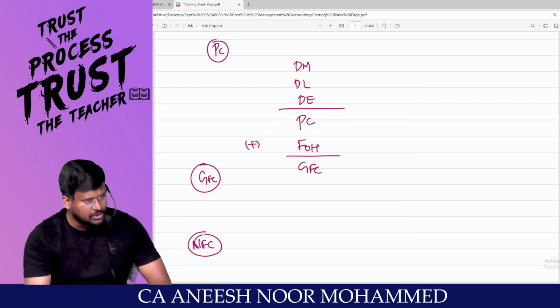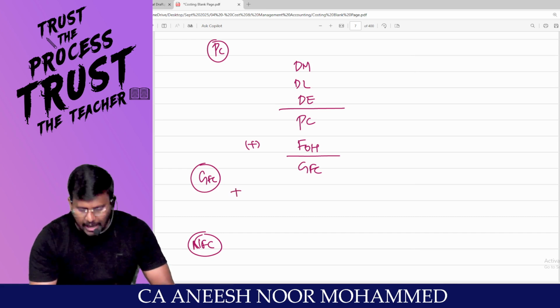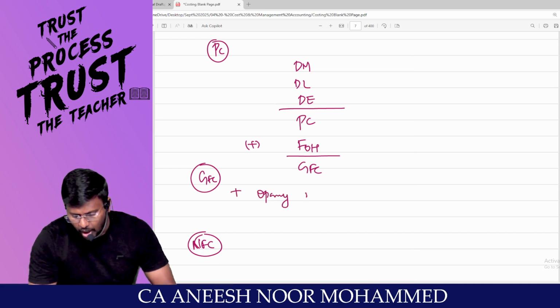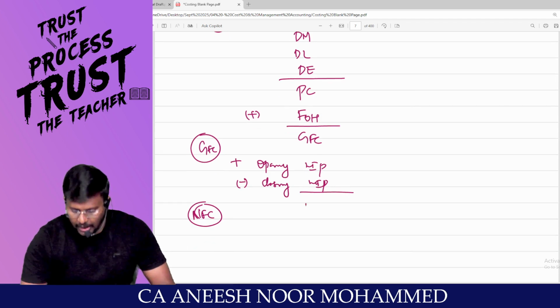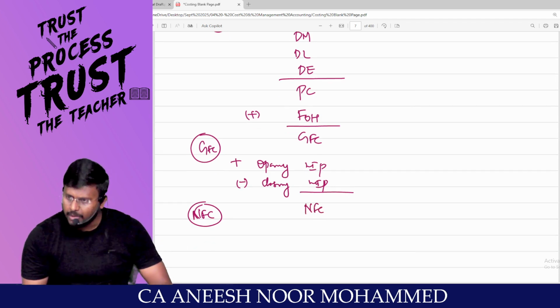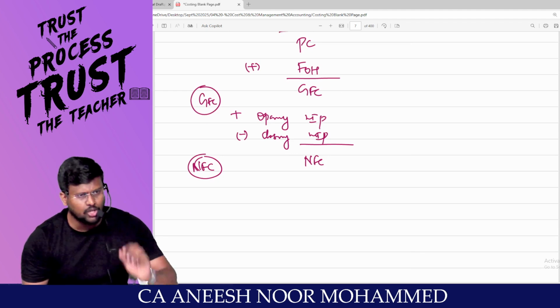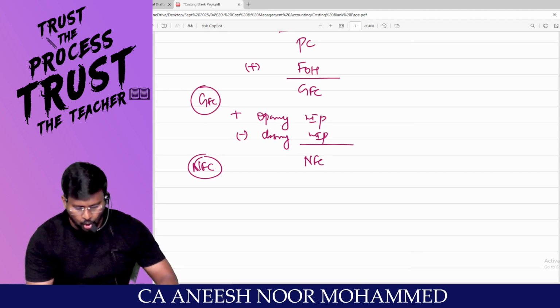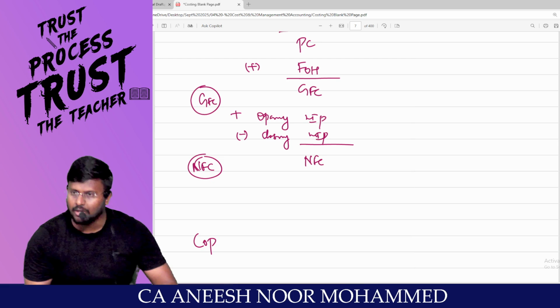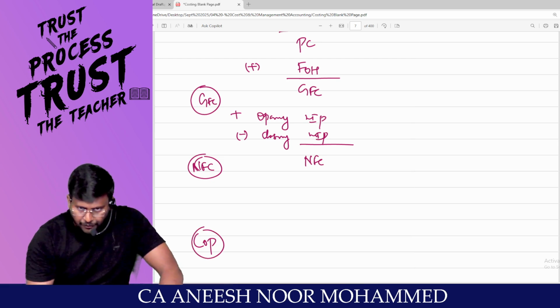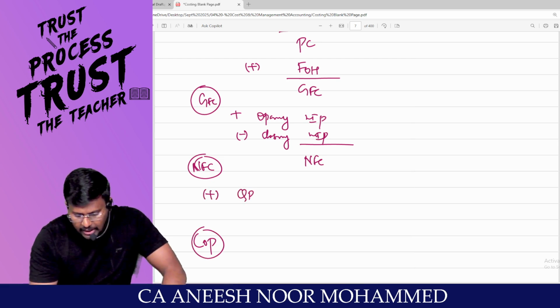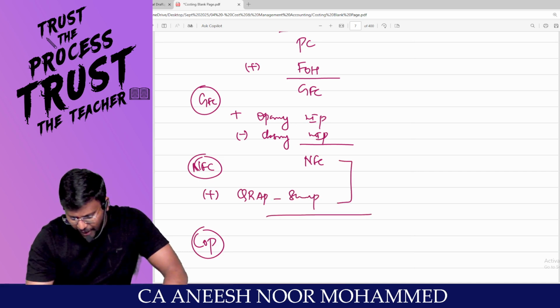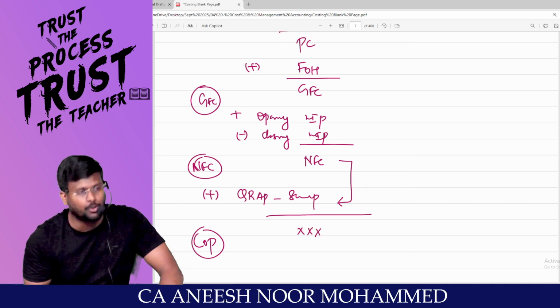Sir, to this gross factory cost, add opening stock of WIP minus closing stock of WIP. You will get the net factory cost. Comfortable? Sir, this net factory cost should be converted into cost of production. Correct? So to this net factory cost, I have to add QRAP minus scrap. Then this net factory cost will become the cost of production.